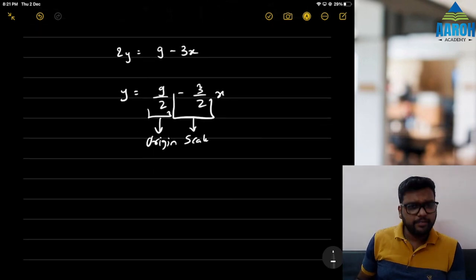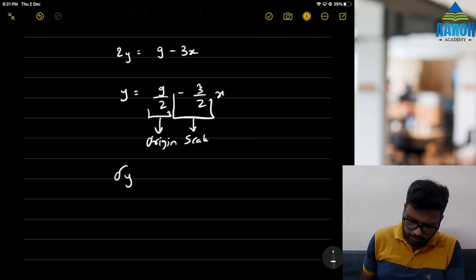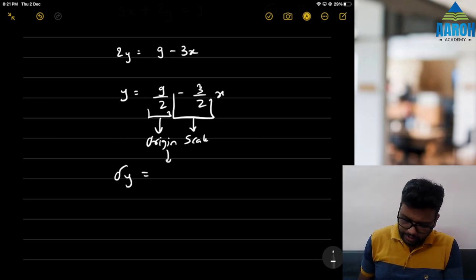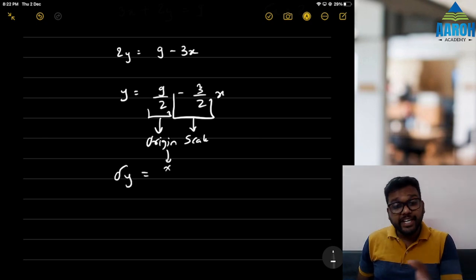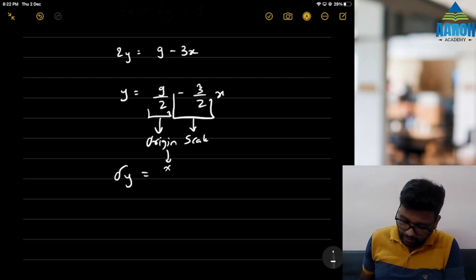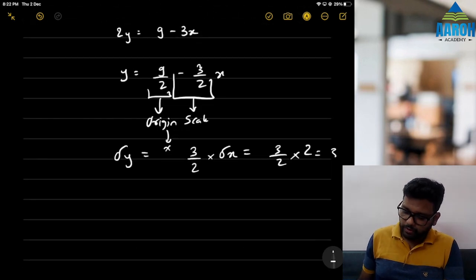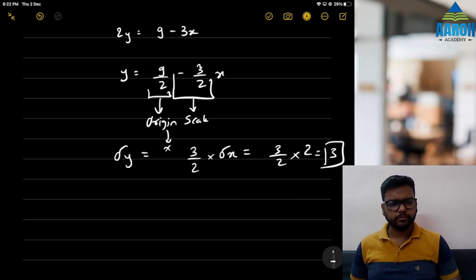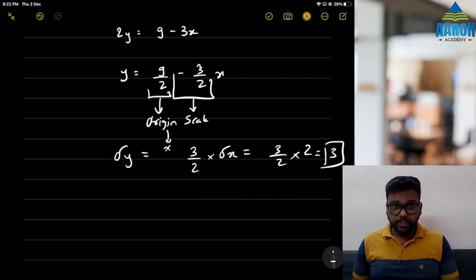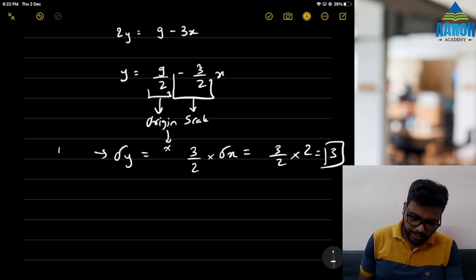Now change of origin we have to ignore anyway, right? So to calculate sigma y, this change of origin we will ignore. Change of scale we will take, but we'll take only the positive value. So we'll not take minus 3 by 2, we'll take positive 3 by 2 into sigma x. That is 3 by 2 into sigma x, which was 2. So 3 by 2 into 2 will be 3. That's it. I hope this was clear. This will apply to MD also, QD also, and range also.